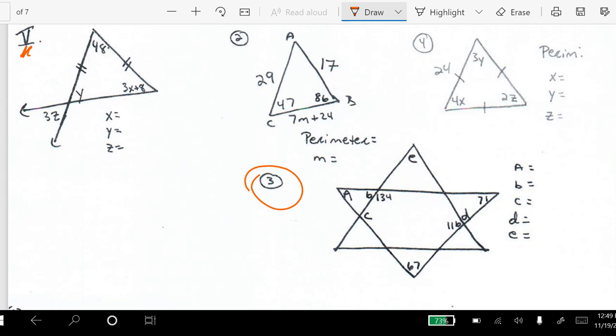The angle chaser again. For this one, number 1, we should be doing 180 minus the 48. That's going to be 132. Because again, we know these base angles are congruent. This is the base. So we do the 132 divided by 2. It's going to be 66. So Y is 66. What's Z? It's going to be 3Z equals 66. So 33.